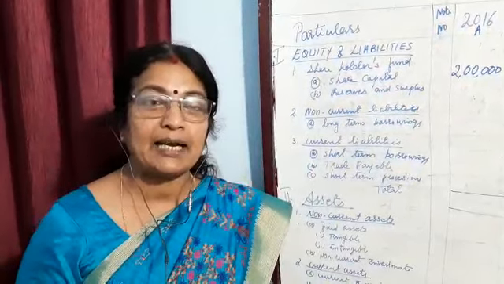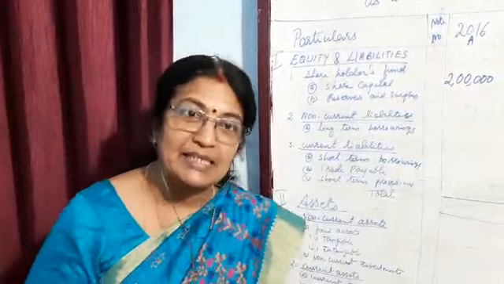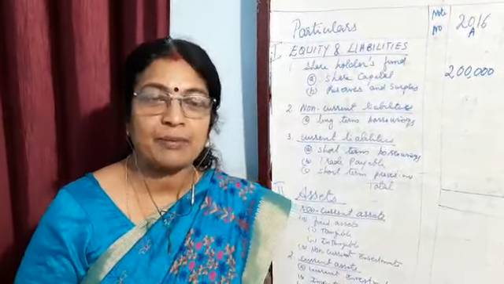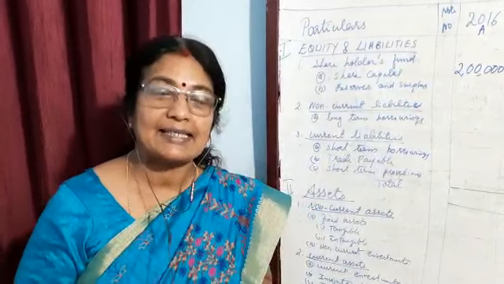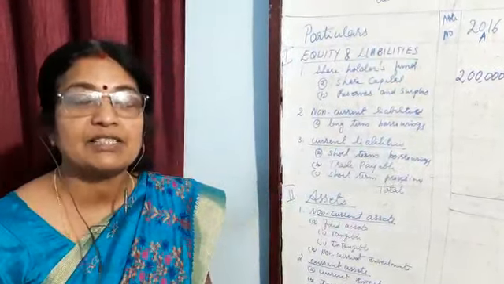There are many tools. The first one is the comparative statement. Second is the common size statement. Third is the cash flow statement. Fourth is accounting ratios. Fifth is trend analysis. And sixth is accounting equations. As per the syllabus, the first one is the comparative statement.